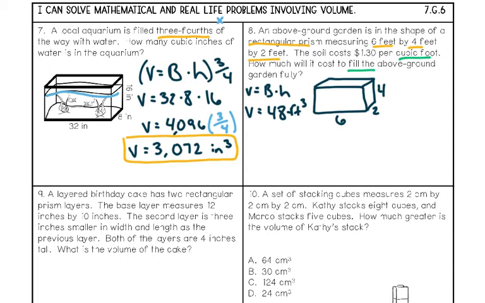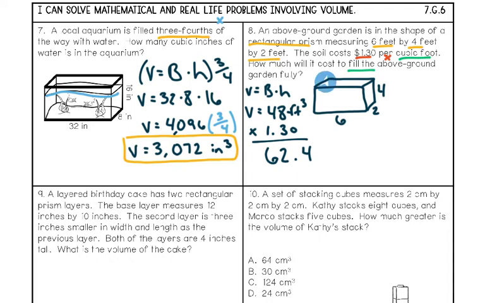However, the question was asking me, if the soil costs $1.30 per cubic foot, how much it costs. And that per is going to mean times. So I'm going to take 1.30 times the amount of cubic feet that I have. And that's what I just found for the volume. When I do that, I get 62.4.